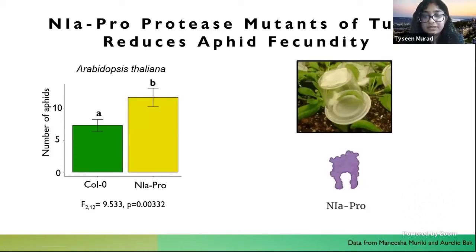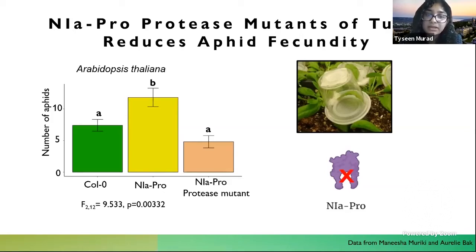So previous researchers, Manisha and Aureli, wanted to verify that this increase in aphid fecundity wasn't just plant specific. So they repeated the bioassays in Arabidopsis thaliana. And what they found was that in the presence of NIa-Pro, aphid fecundity did increase. So to further investigate the proteolytic activity of NIa-Pro, they also created NIa-Pro protease mutants. And what they found was that aphid fecundity was significantly reduced. And this is also another picture of the aphid bioassays being done, but this time on Arabidopsis.